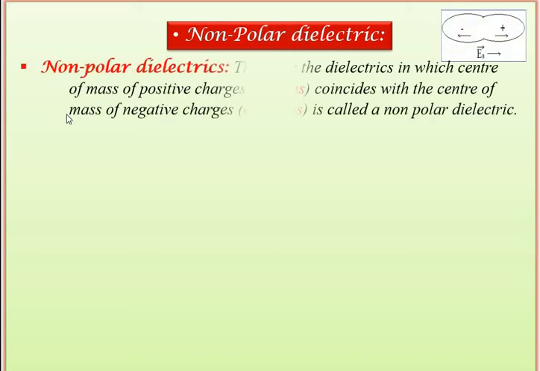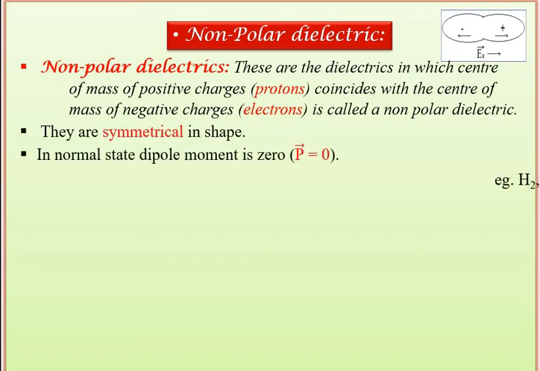Then what is meant by non-polar dielectrics? See the definition for non-polar dielectrics. These are the dielectrics in which the center of mass of positive charges, that is protons, coincides with the center of mass of the negative charges, that is electrons, and are called non-polar dielectrics. They are symmetrical in shape. In the normal state, the dipole moment is equal to 0, that is P bar equal to 0.